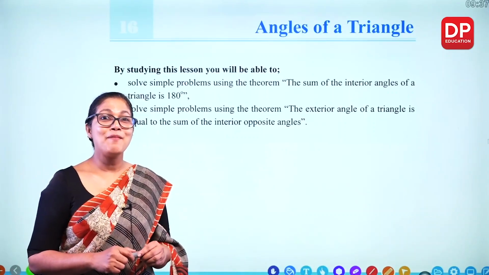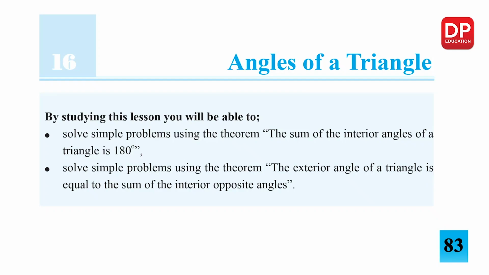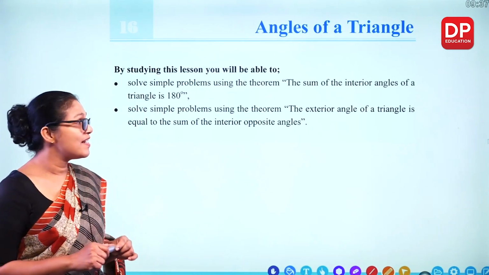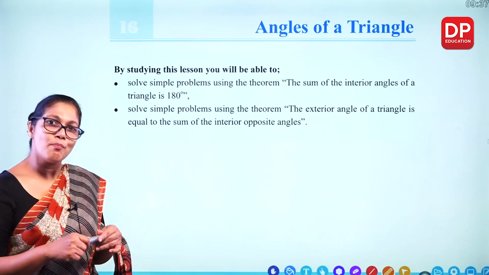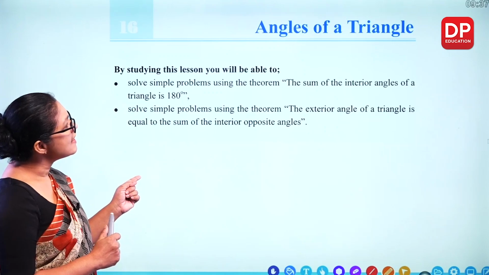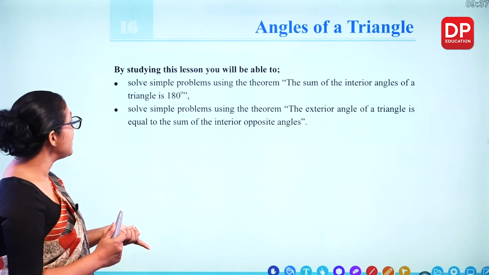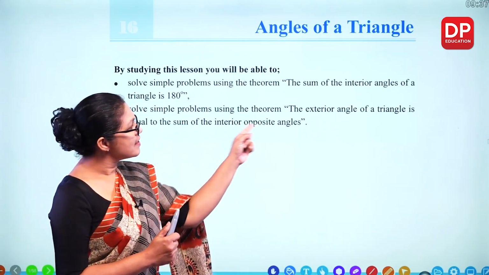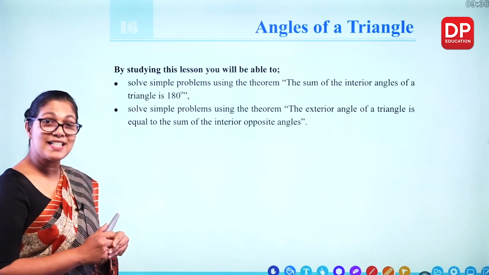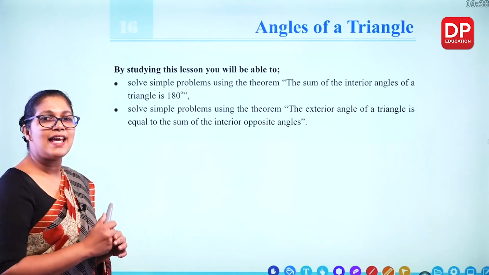Hello students, today I am here to teach you chapter 16 in your textbook, that's angles of a triangle. So we have already done all theorems in previous grades. We'll practice more in this lesson. So here, according to this lesson, we know the sum of interior angles of a triangle is 180 and exterior angle of a triangle is equal to the sum of interior opposite angles. So we'll see how we can apply these in exercises.